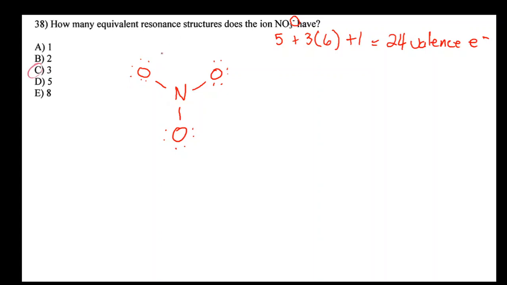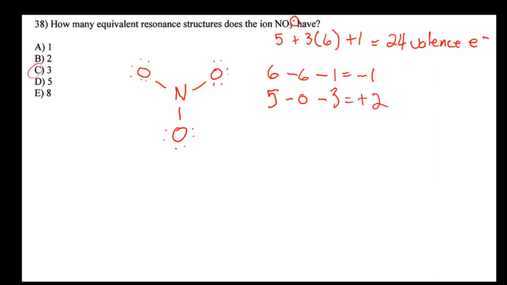Each of these oxygens, remember, to calculate a formal charge, you do the normal number of valence electrons oxygen has, so that'd be 6, minus the number of lone electrons, so 6, minus the number of bonds, so that would be -1. So each oxygen is going to have a formal charge of -1. And then the nitrogen, likewise, normally has 5, minus 0 lone electrons, minus 1, 2, 3 bonds. So that's going to have a charge of +2.